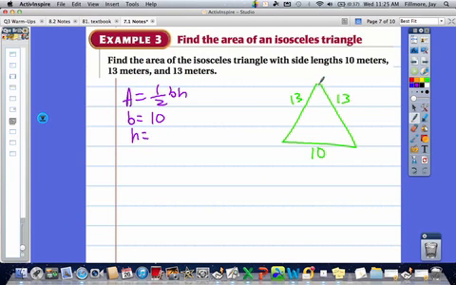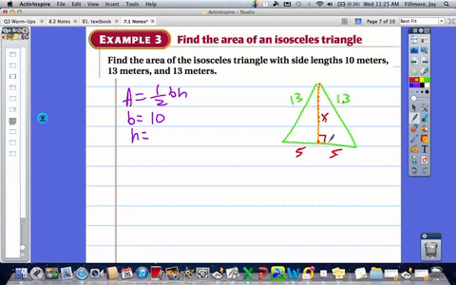The height is not 13 because the height always needs to be perpendicular to the base. So we have to draw our own height in here. Now, we need to be able to find this height, which I will call x. Well, now we have two right triangles. And since this is an isosceles triangle, we know that this altitude is also a median, so it divides this in half. So these are both going to be 5. So we have 5, x, and 13. We can now find our missing height.